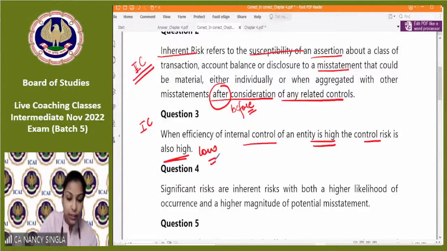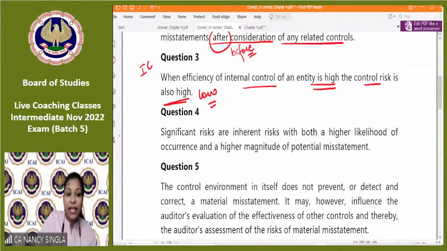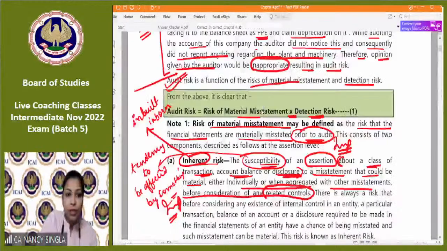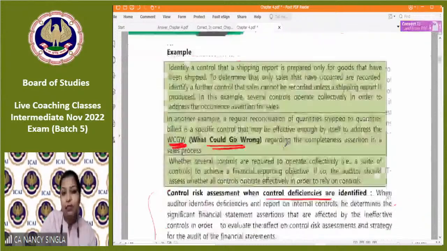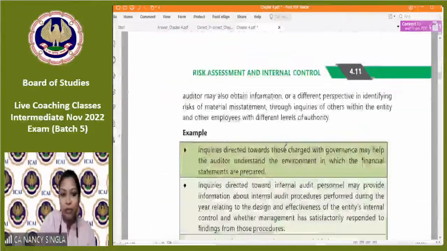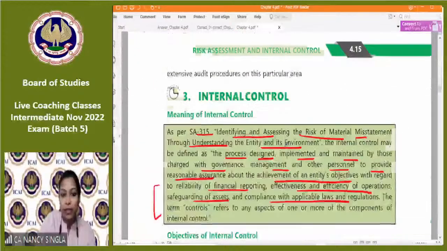So the fourth question: significant risks are inherent risks with both higher likelihood of occurrence and higher magnitude of potential misstatement. Let us just have a look at this from the chapter so that you are able to understand how you may get any line from the module as your correct-incorrect, MCQs, or descriptive question. So we have done this topic today only.